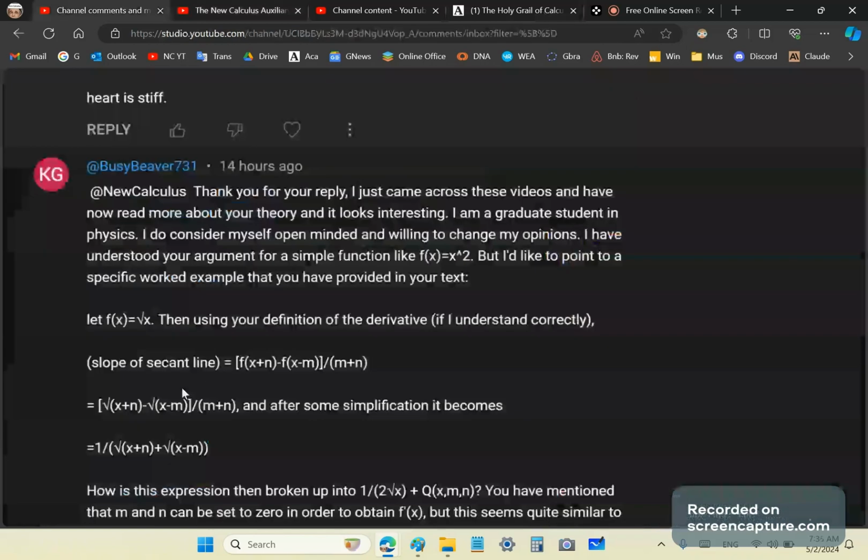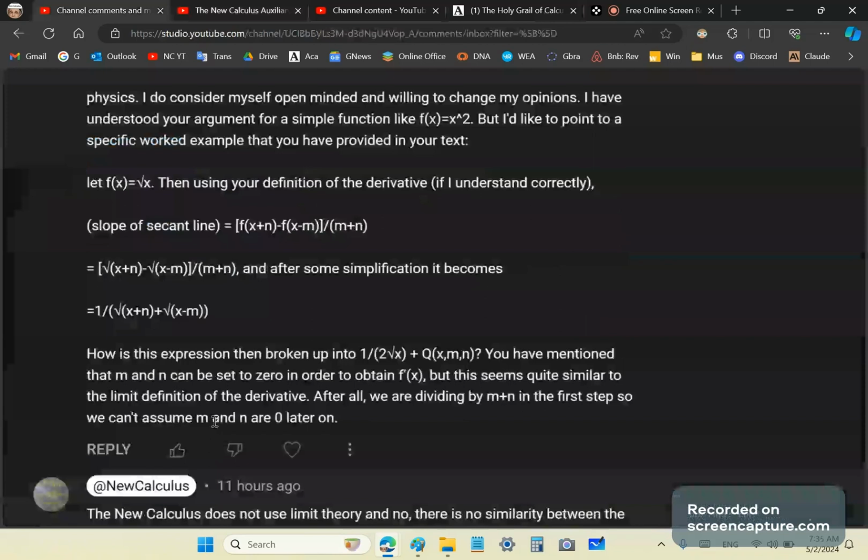So he says, but this seems quite similar to the limit definition. Oh my, oh my, oh my. How many times have I gotten that from fools in the mainstream? It has nothing to do with the limit definition. In fact, the limit definition is wrong. And I give you 6 simple reasons.